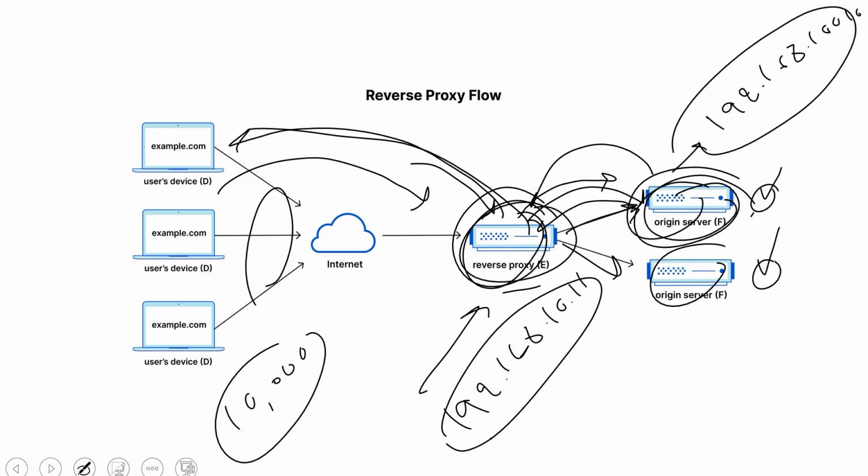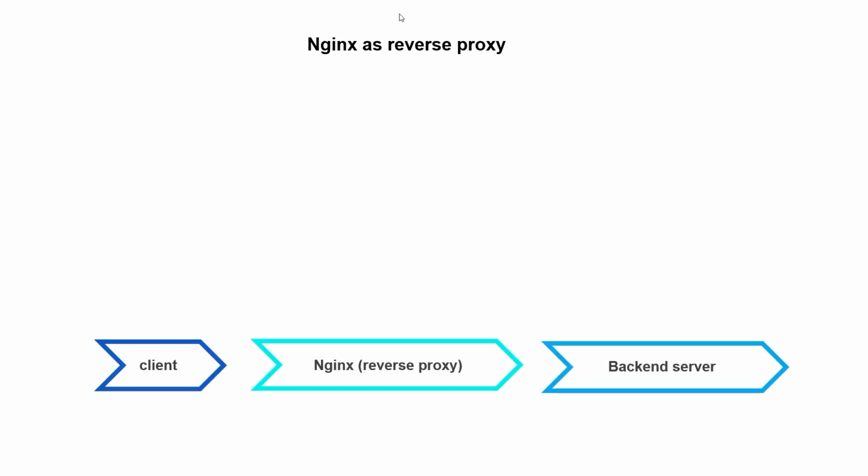In summary, we can say that a forward proxy protects the clients, hides their IP addresses, filters the contents, and more. But a reverse proxy protects your servers. For example, it's able to load balance, provide security, and also cache data. Now let's go on to NGINX as a reverse proxy.